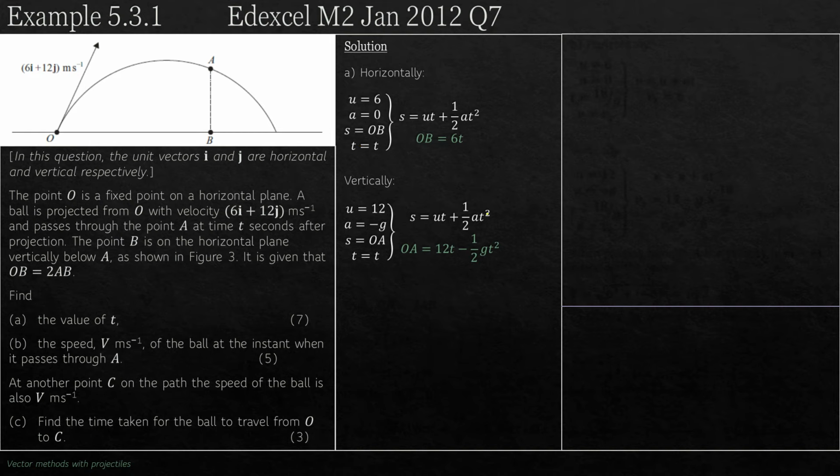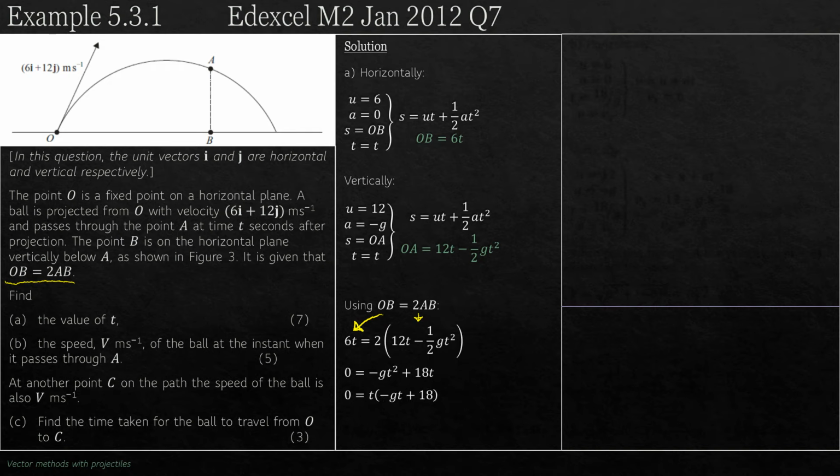Same SUVAT, sub in everything we have, and we get a second equation. Now this is where we're going to use OB is equal to 2AB. So sub everything in. So OB, which was 6t, and then 2 lots of AB. That's the right-hand side of my equation. You can see the only variable here, or the only unknown, is t. g is not unknown. We know g. So this is a quadratic equation in t. Let's tidy it up and make it equal to 0.